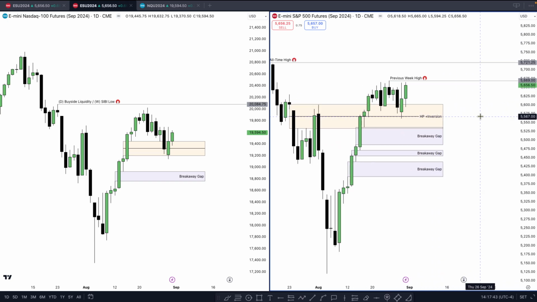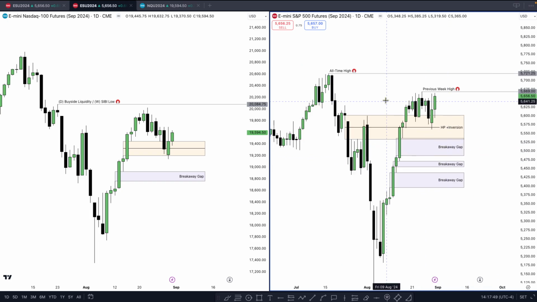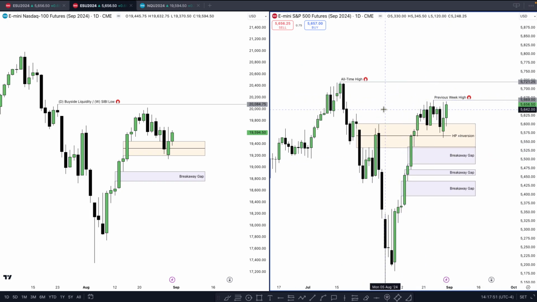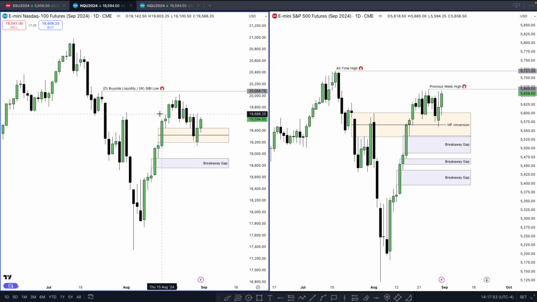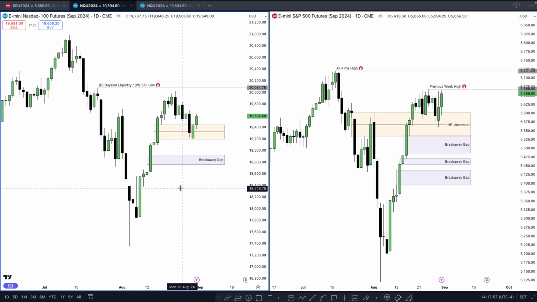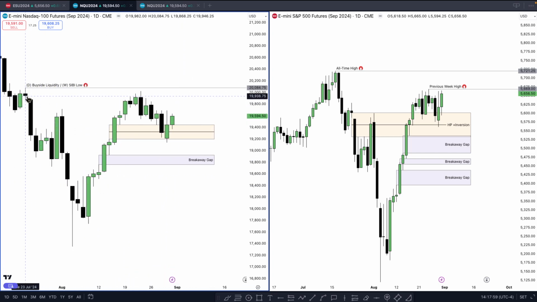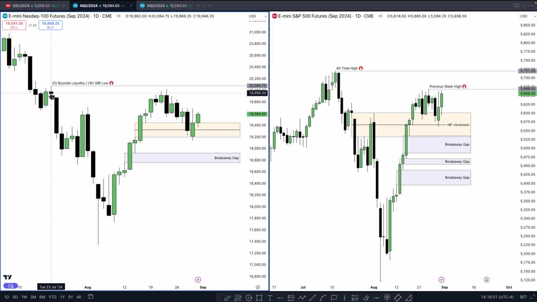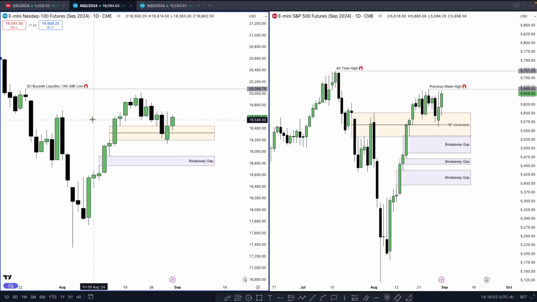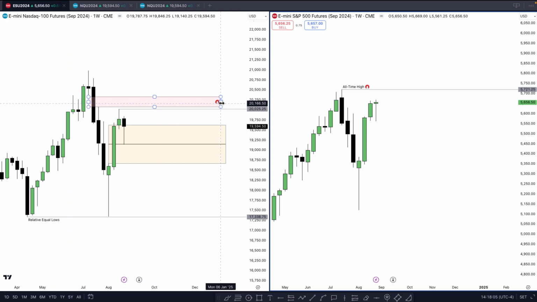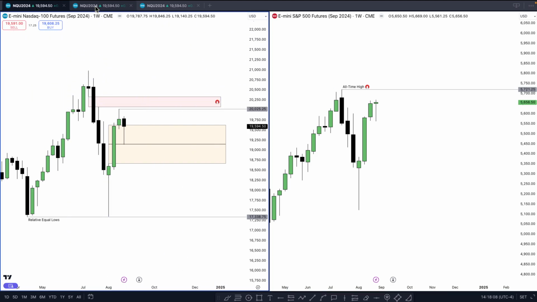But again, just to make sure I'm clear, I don't want to see these breakaway gaps get delivered to until we meet these buy side liquidity pools. Same thing with Nasdaq here. I want to see us at least reach this here, looking at the daily chart, 20,084.75. The daily swing high from, what's that date? July 23rd, which is also, again, the weekly SIBI or bearish fair value gap low.